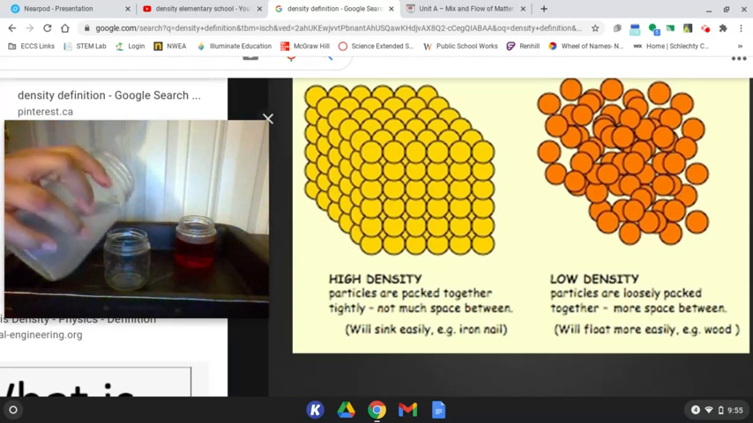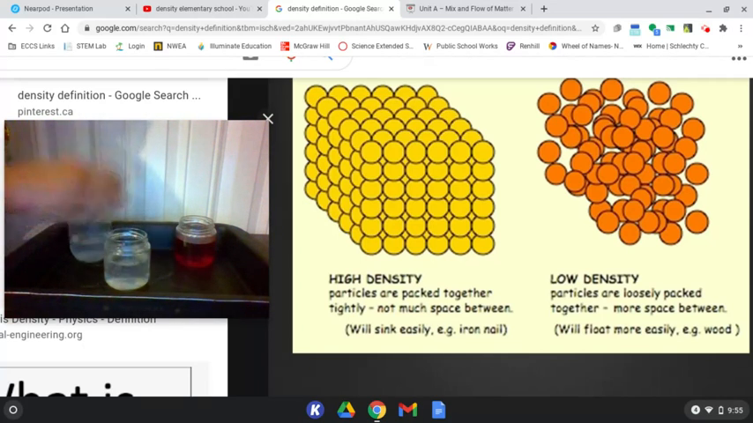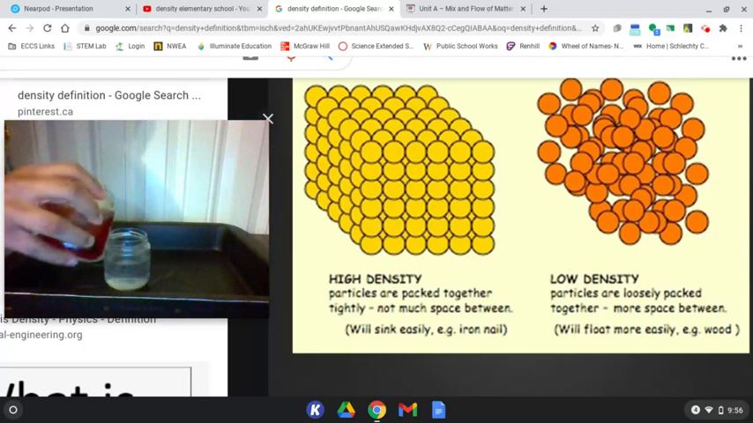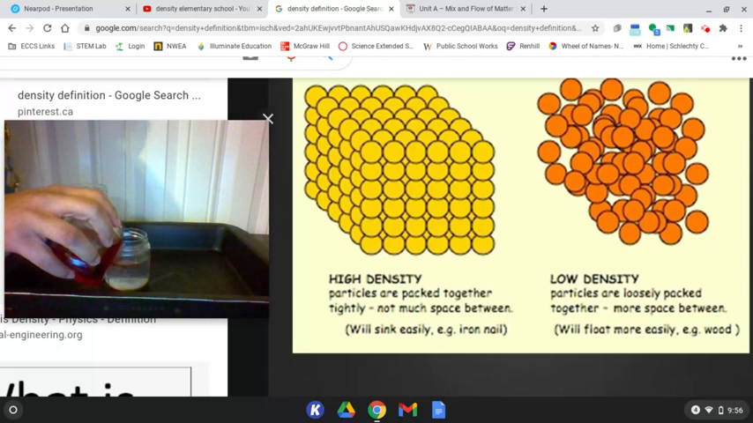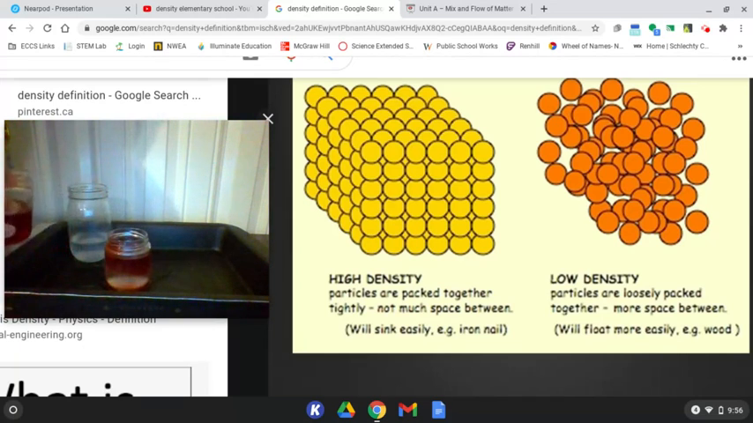Predict. So I'm putting the cold water into the jar, then pouring hot on the side. You do see the hot water going down, but then what happens? It rises because, as we talked about in convection, heat rises and cold sinks.